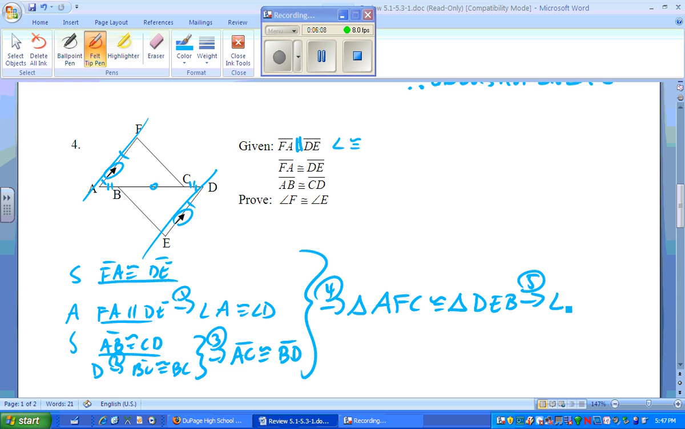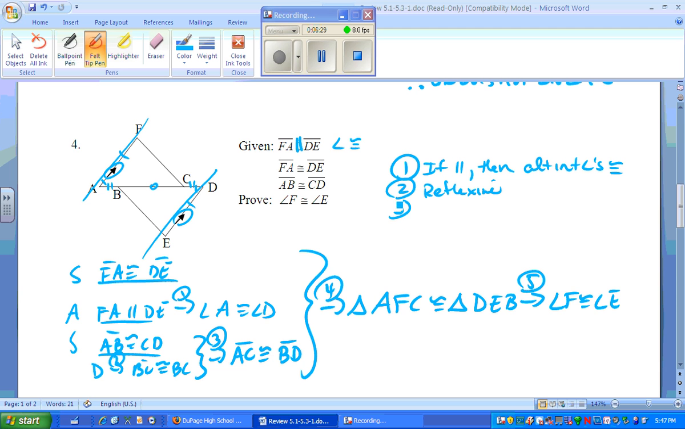And therefore, by CPCTC, angle F is congruent to angle E. Reason 1: if parallel, then alternating interior angles congruent. 2 was reflexive. 3, addition. 4, side angle side. And 5 ends with CPCTC.